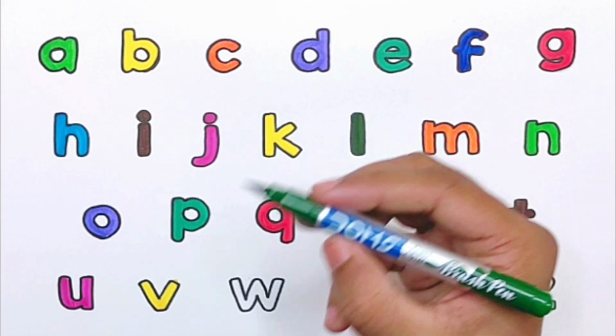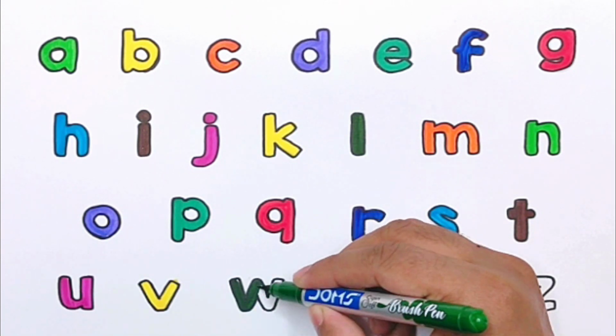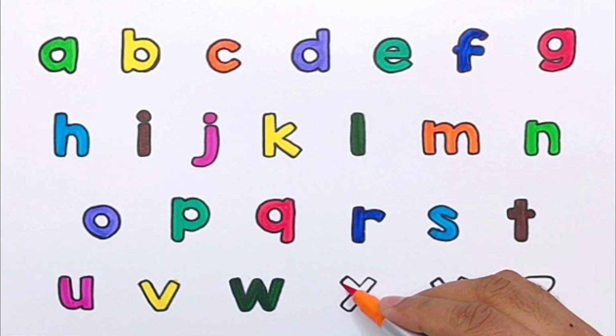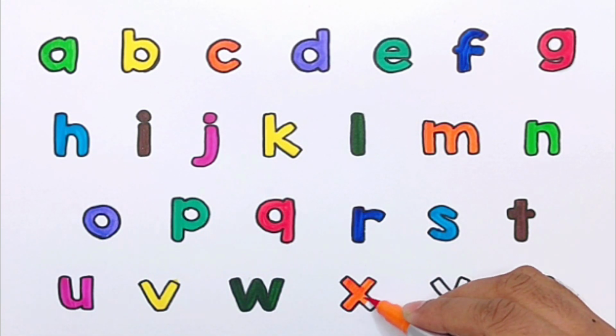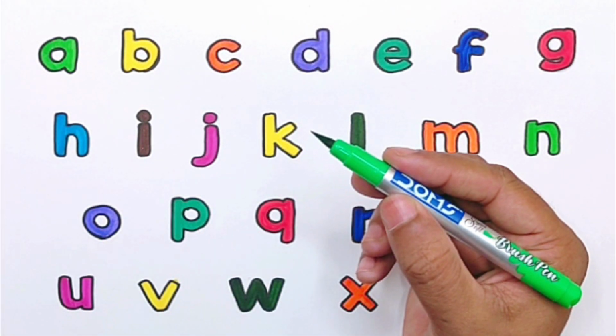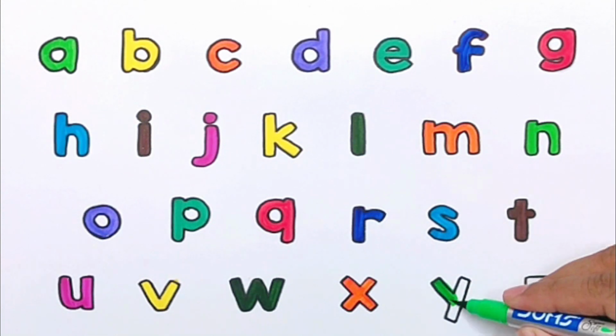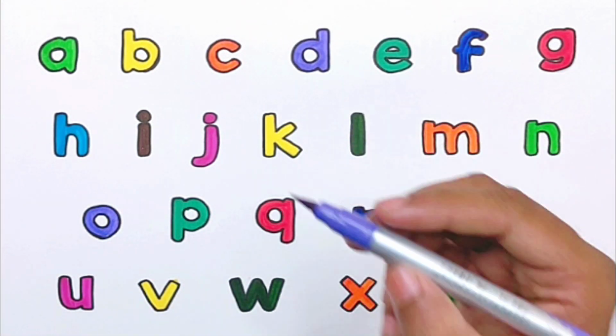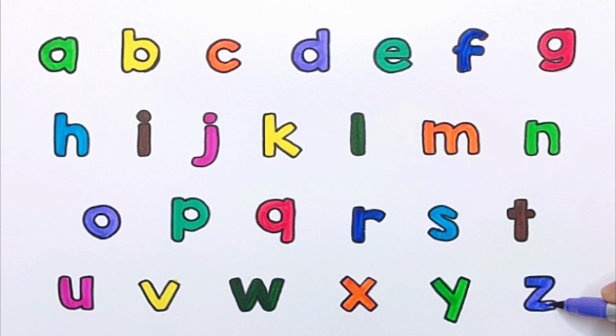Green color. W. W for water. Orange color. X. X for Xbox. Light green color. Y. Y for yogurt. Purple color. Z. Z for zipper.